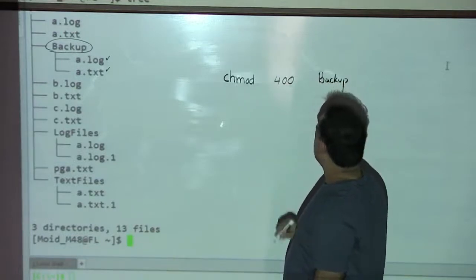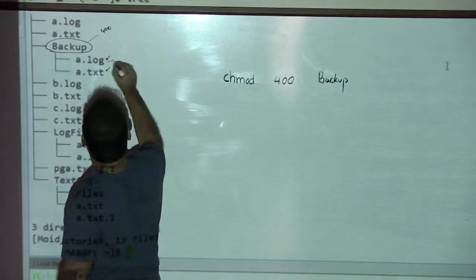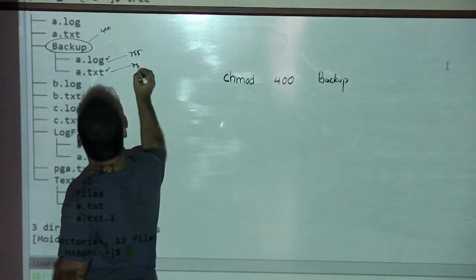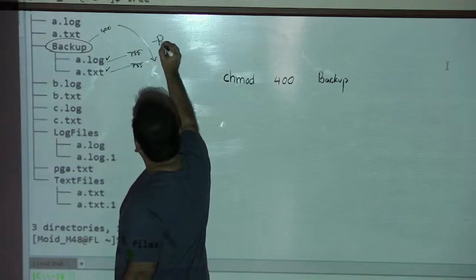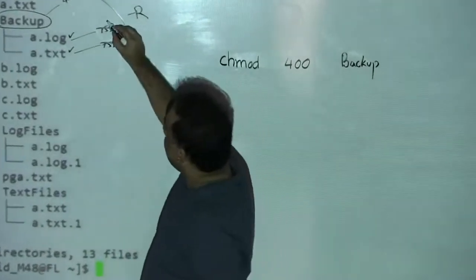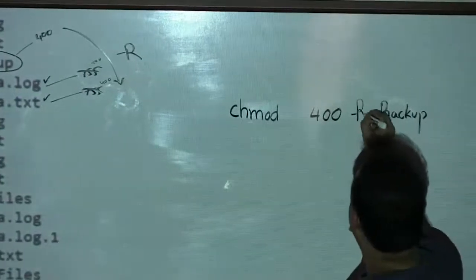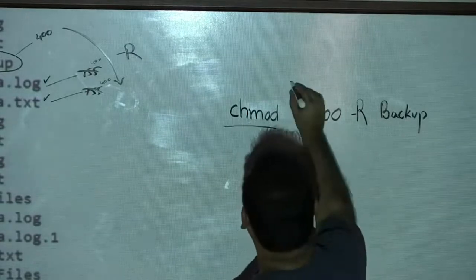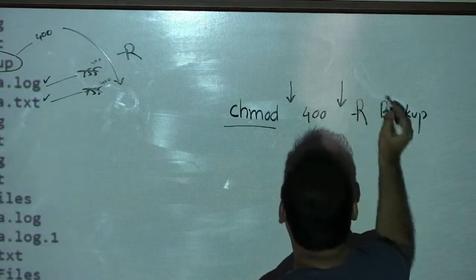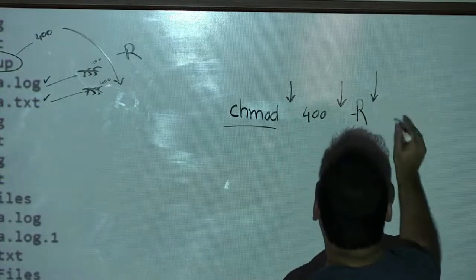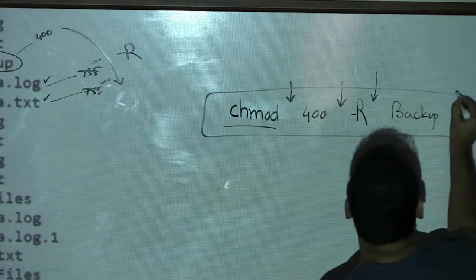But the problem if I do this is, it is just going to change the permission to 400 on this one, and then this one will still have 755. I want this done recursively, so I will use -r. So now everything under this is changed to 400. So I will just add -r in here: chmod space 400 space minus R space, and then you say backup. And this would be your command.